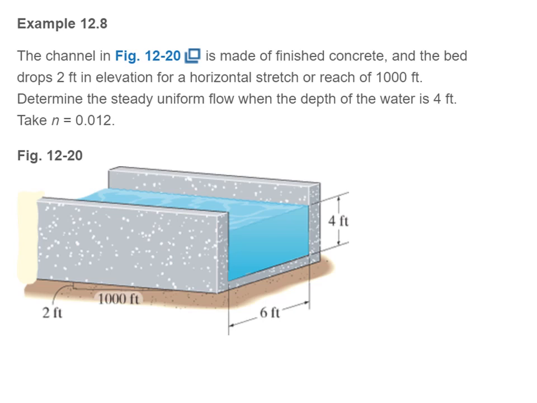So let's look at example 12.8. This channel is made of finished concrete, and the bed drops 2 feet in elevation for a horizontal stretch of 1,000 feet. Determine the steady state uniform flow when the depth of the water is 4 feet. Take n to be 0.012. So here is a little schematic of the flow. You have a 2 foot drop over 1,000 feet. That determines the slope. It's 6 feet wide, and the water is currently 4 feet deep.